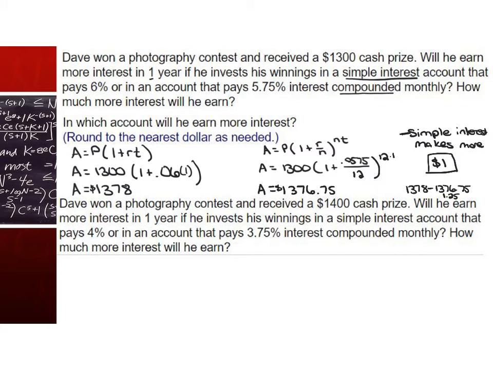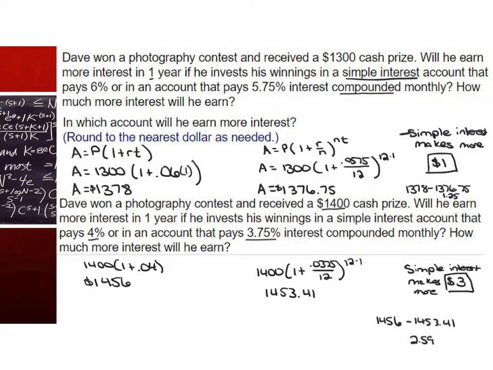Now we're going to do this for Dave, who won a photography contest again, but this time he started with $1,400, and our accounts are paying either 4% or 3.75%. Which one will he earn more with? The answer will be up in 5, 4, 3, 2, 1.